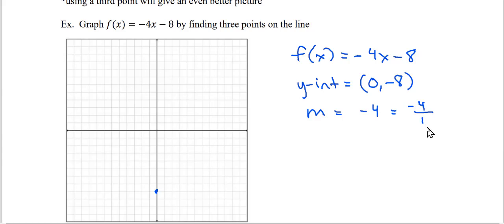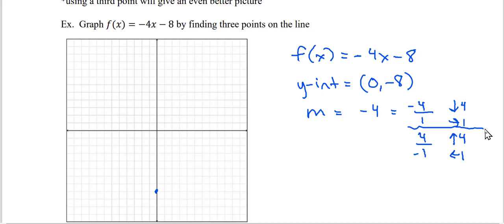So I have 2 options here, just like we looked at in the last example on the last video. You can go down 4 and to the right 1, the down being the negative 4 on the rise. Positive run means I go to the right 1. Or I can think of that as 4 over negative 1. Right, all 3 of these, this negative 4 over 1, or 4 over negative 1, are all equivalent. And in that case, I can think of that as a positive rise and a negative run. So those are sort of 2 options for getting me some additional points.